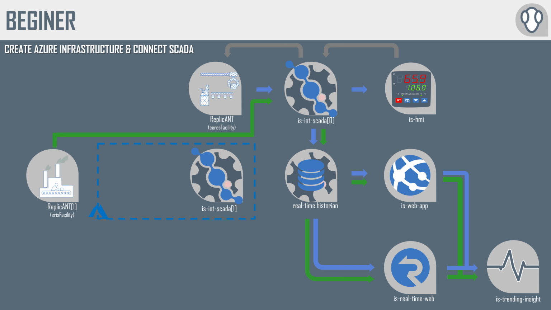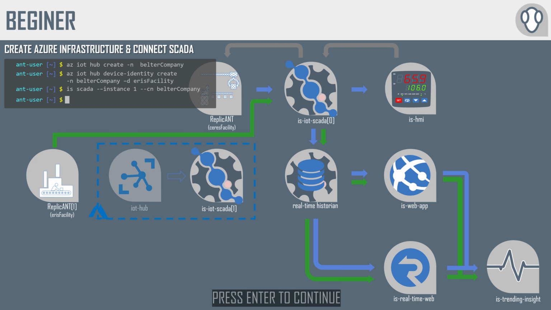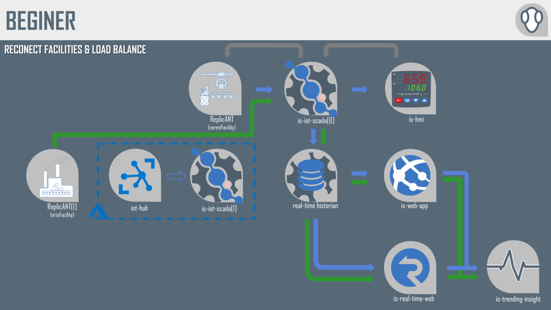Only 3 additional commands are required to activate the application in Microsoft Azure. Create the IoT hub, the Ares device, and finally connect the application instance to the IoT hub. Then, reconnect the data sources to the application instance in the cloud. After a few moments, the load balancing system will redirect the Ares line traffic to this instance of the SCADA application.